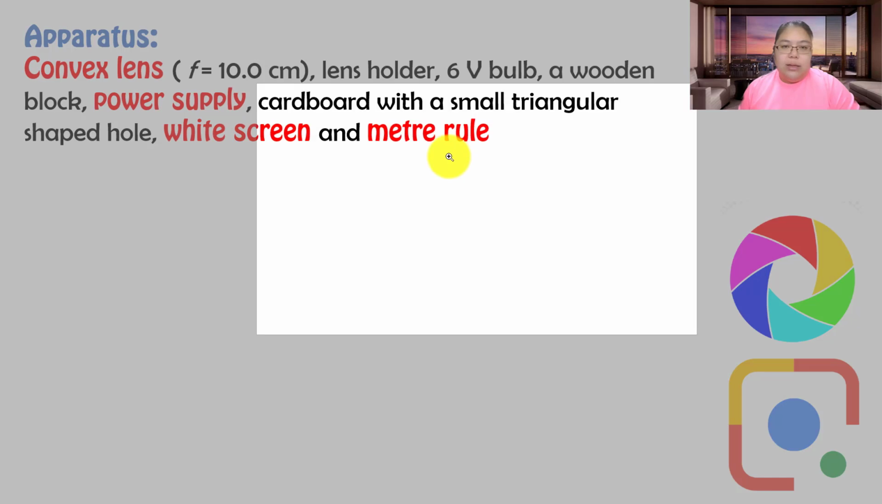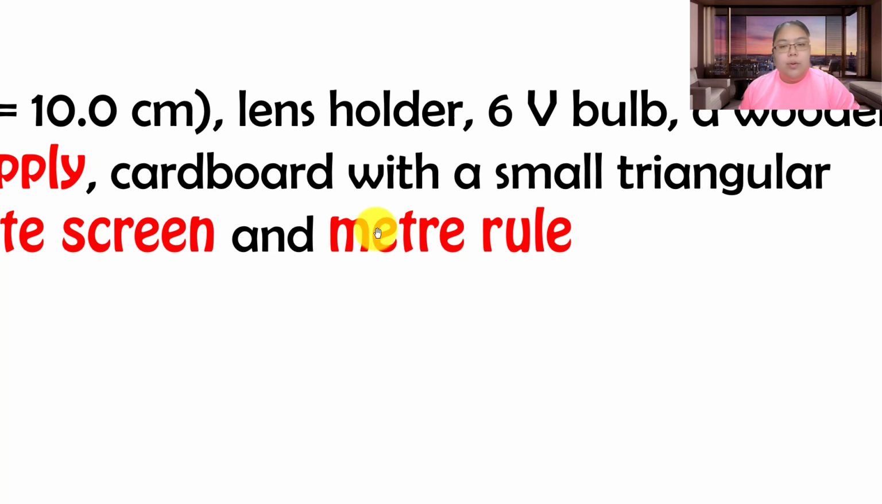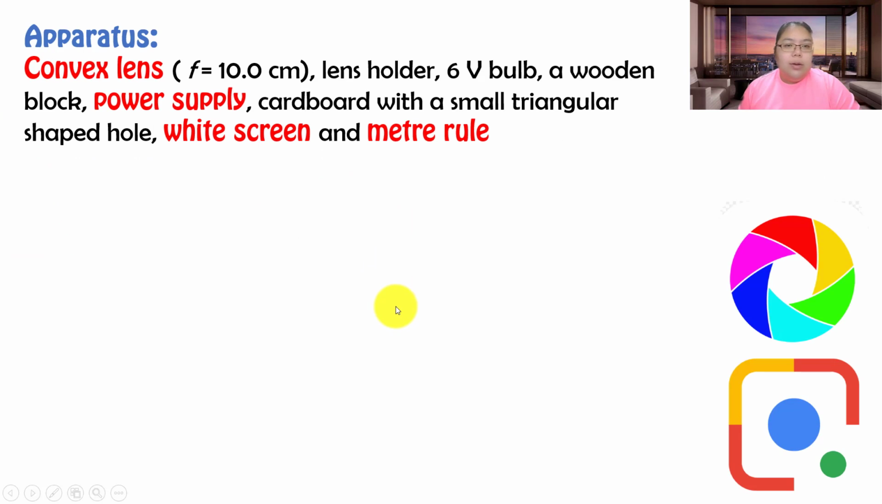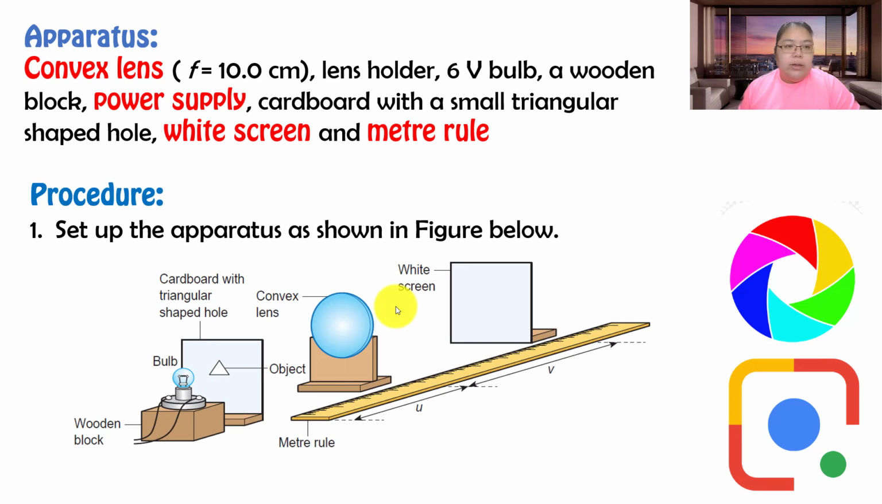And the last one that's important should be the meter rule, because the meter rule is to measure the length. If you miss the meter rule, that means you cannot function the whole experiment. Okay, we continue with the procedure and diagram.